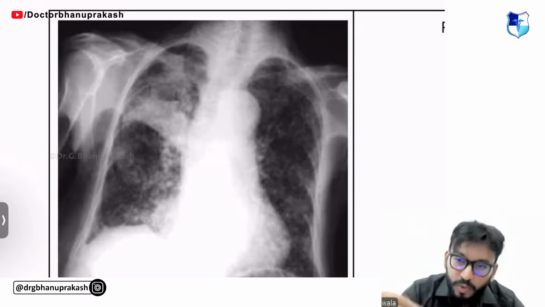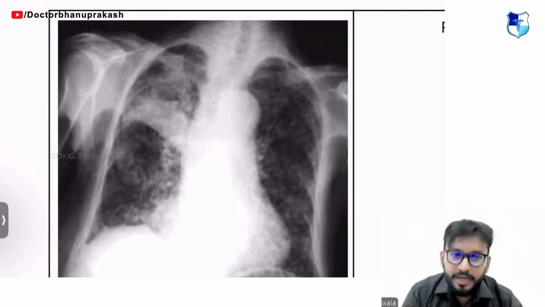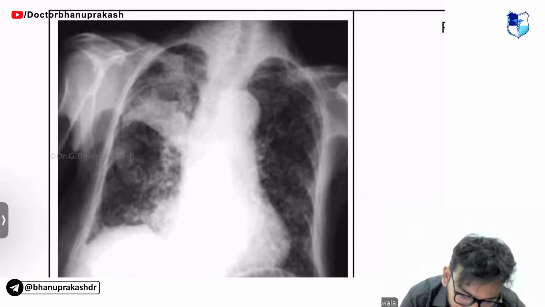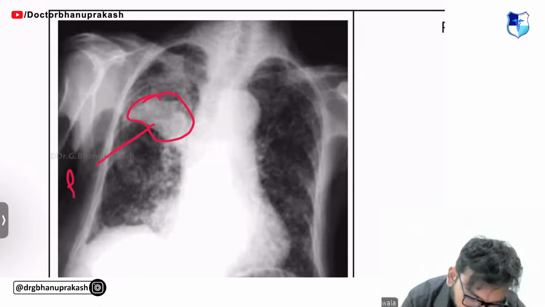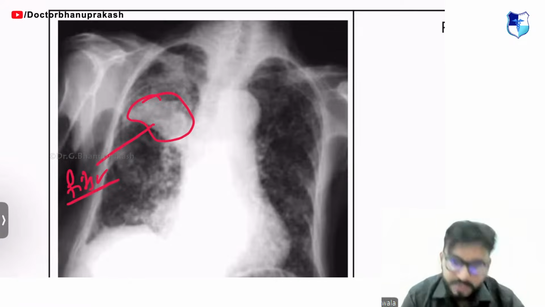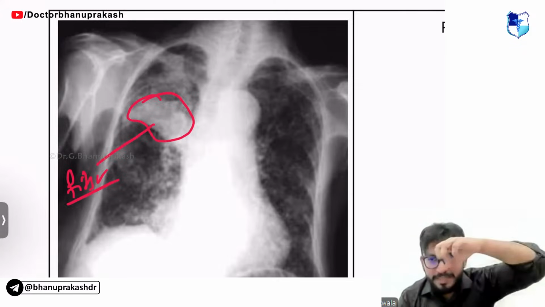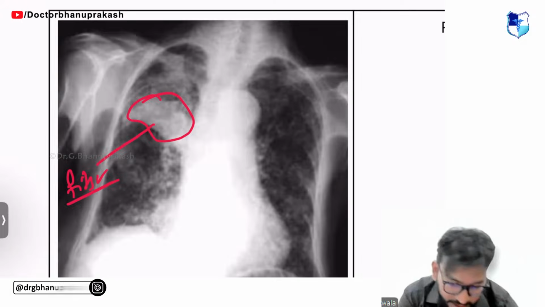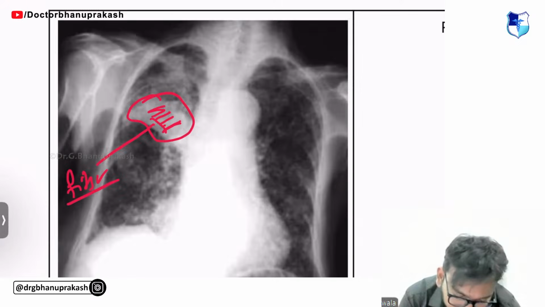This is a sequelae of primary TB known as post-primary TB. What happens here, guys? Look at this. This is fibrosis, guys. Fibrosis means all of that is fibrosed. It is pulling all of this area. All of this area is dead, and there are fibrotic strands.